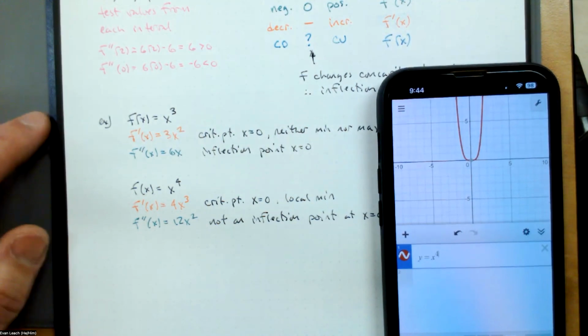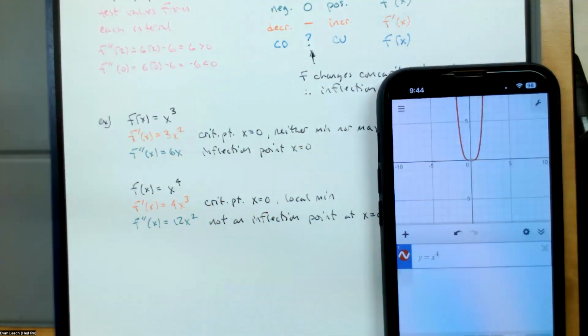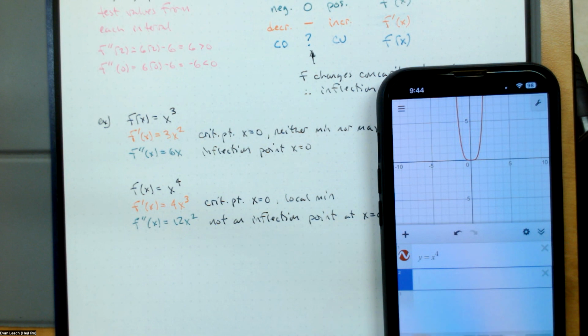So based on the graph, we can see that there's a local minimum at zero, but the second derivative is also zero there, but it is not an inflection point. The function is concave up before zero. The function stays concave up afterwards. So it's not changing concavity. The function is changing direction, but not changing concavity. Whereas x cubed is not changing direction, but it is changing concavity.